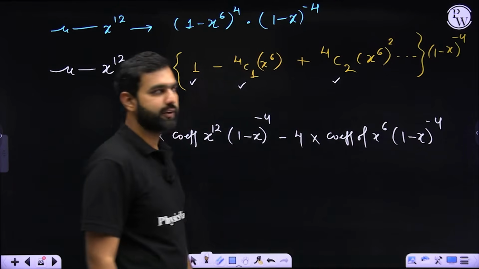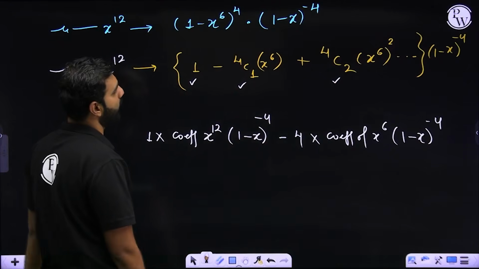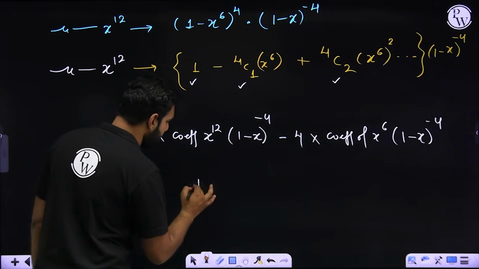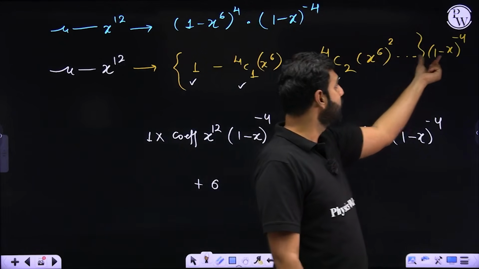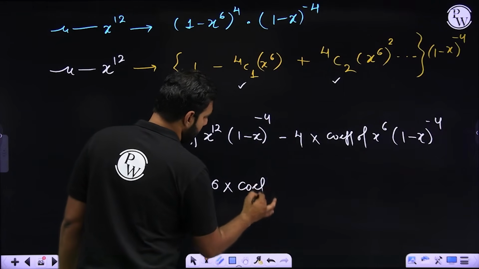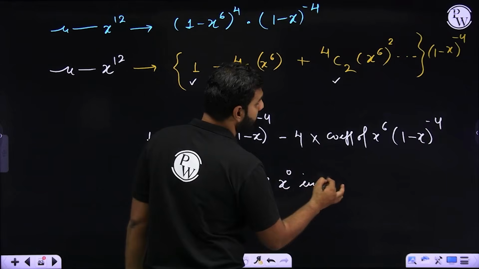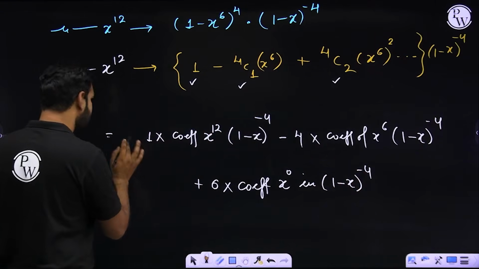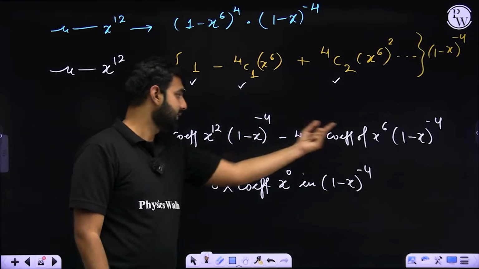Plus, what is 4C2? 4C2 will be 4 into 3 upon 2, which is basically 6. I hope I'm right. 4 into 3 upon 2, which is 6. Plus 6 into, it is already x to the power 12. So I need to find the coefficient of x to the power 0 in, again, 1 minus x to the power minus 4. And this will be the answer. Once you figure this out, this will be the answer. Now, the challenge is this, this, and this.